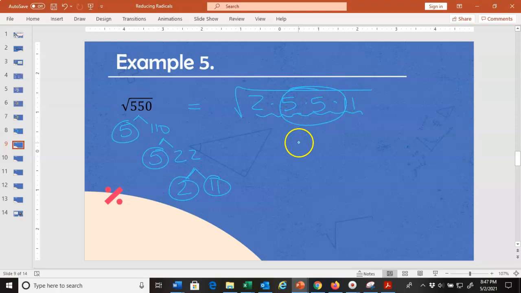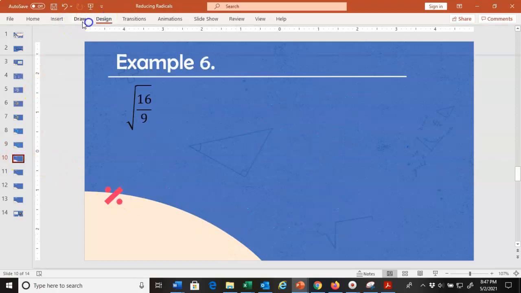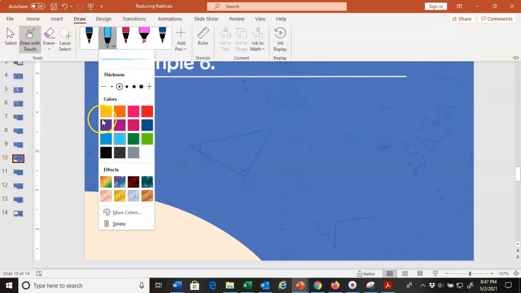And here it is. Here's our pair of numbers, our pair of 5s. So if you wanted to, we could write that as 25. You can see the square root of 25 is 5. Take it out. And what's left underneath? We have a 2 underneath and we have an 11. So we have 22 underneath. Here we go. You can write root 550 as 5 root 22. All right, let's look at our first example with a fraction.